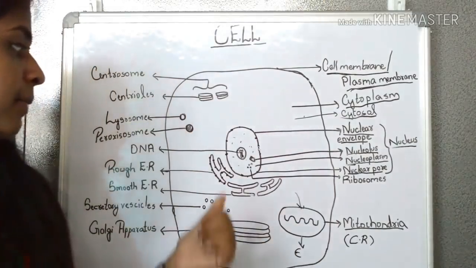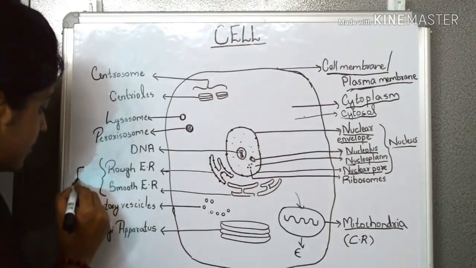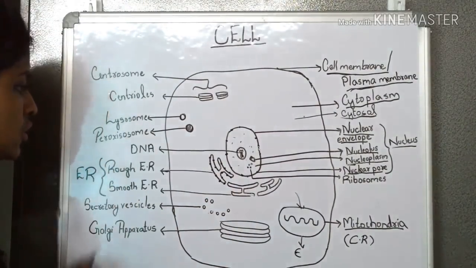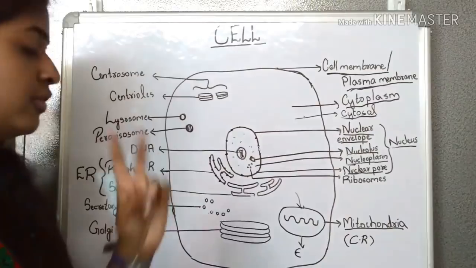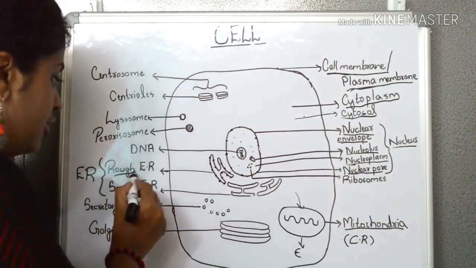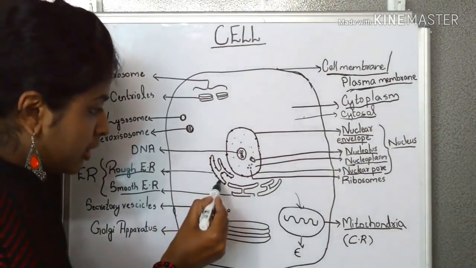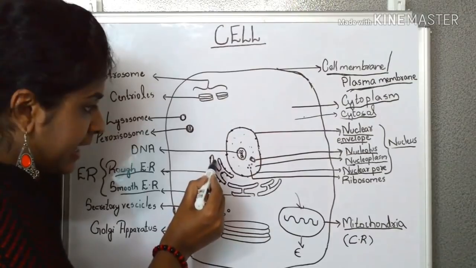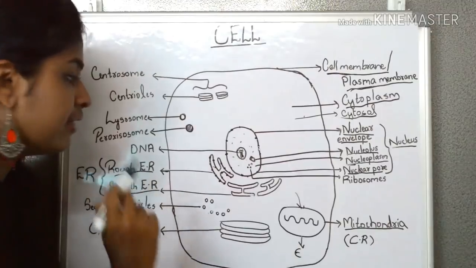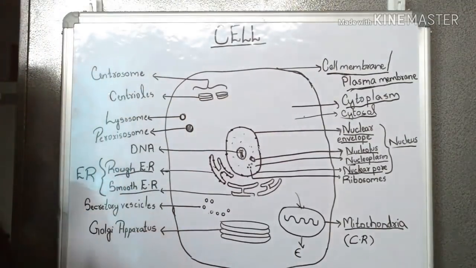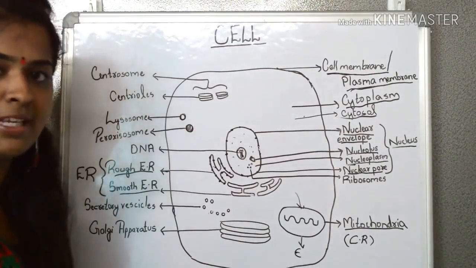Now let us talk about the next cell organelle, which is called the endoplasmic reticulum. So what is the endoplasmic reticulum? Endoplasmic reticulum is of two types: rough endoplasmic reticulum and smooth endoplasmic reticulum. Rough endoplasmic reticulum means the ribosomes are attached to the normal endoplasmic reticulum. That is why it is called rough endoplasmic reticulum. In smooth endoplasmic reticulum, there are no ribosomes attached.